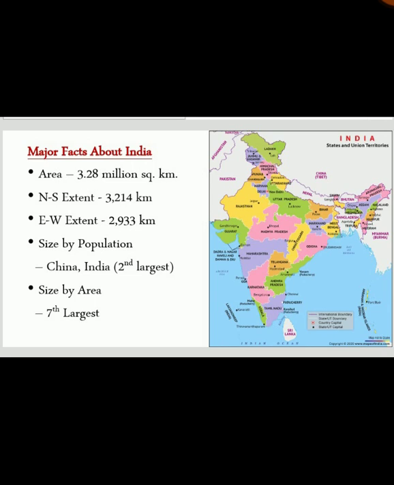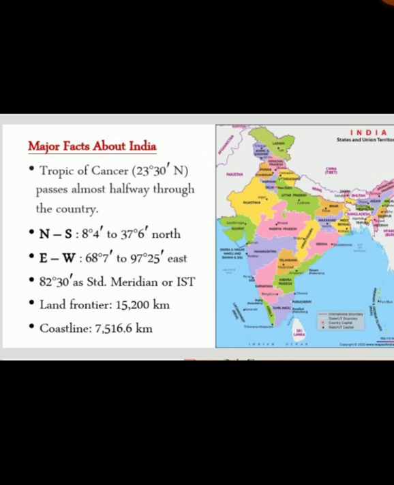into two halves. The longitude of 82 degrees 30 minutes east is the standard meridian of the country and is used to calculate the Indian Standard Time, that is IST. There is a difference of about 5 hours and 30 minutes between IST and GMT. GMT means Greenwich Mean Time. This I have already told you. The land frontier is about 15,200 kilometers and the coastline is around 7,516.6 kilometers.